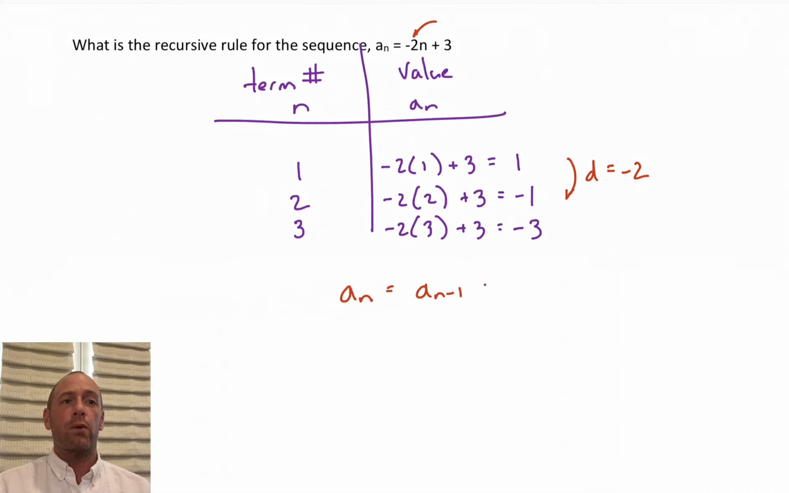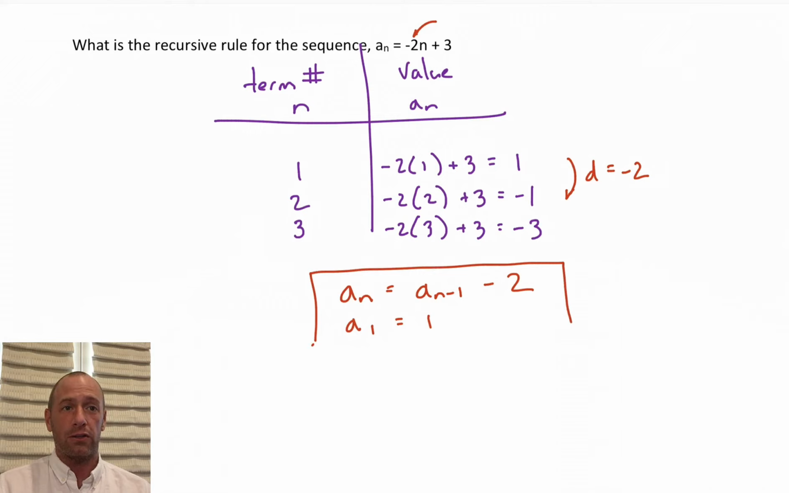So if we want to write this as a recursive rule, what we do is we take the previous number and subtract 2. And then we have to tell the reader where our sequence starts. The value of the first term was 1.